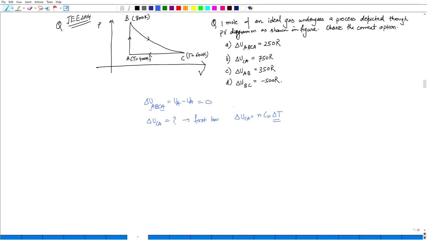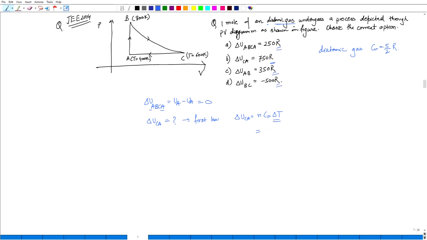We know delta T because temperature is given at all the points. So CV is... I forgot. The correct question is this. So for a diatomic gas we know CV is 5 by 2 R, and everything is given in terms of R.